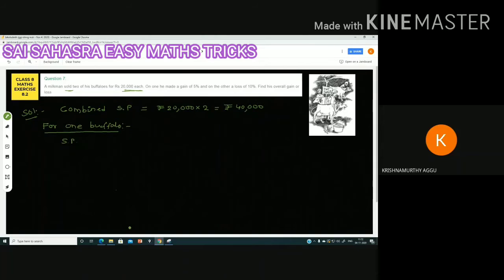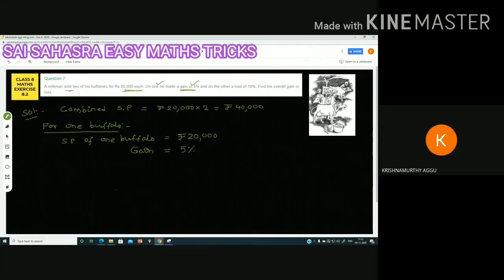Selling price, short form SP. Selling price of one buffalo is equal to how much? 20,000 rupees. His gain percentage is given. On one, his gain percentage is 5 percent. Gain means profit. So the gain is 5 percent. Now here the selling price is known and the gain is known. We have to find now the cost price of this first buffalo.